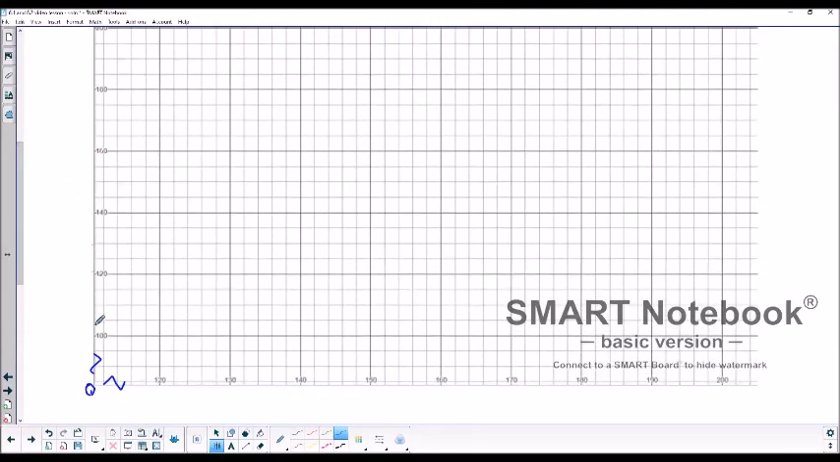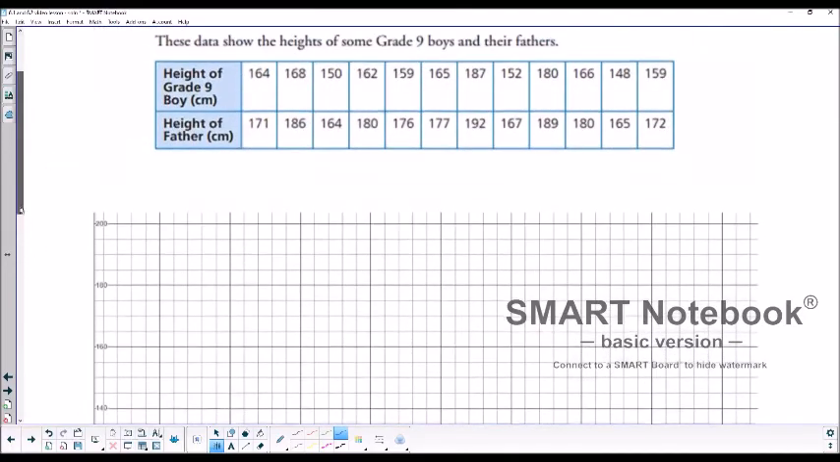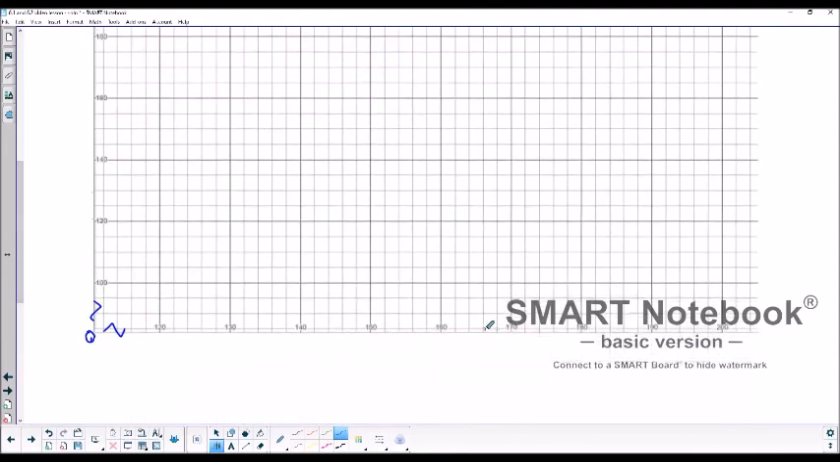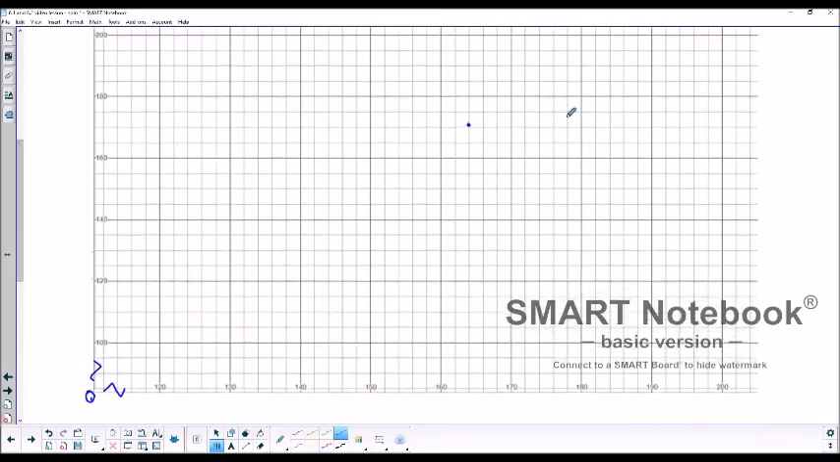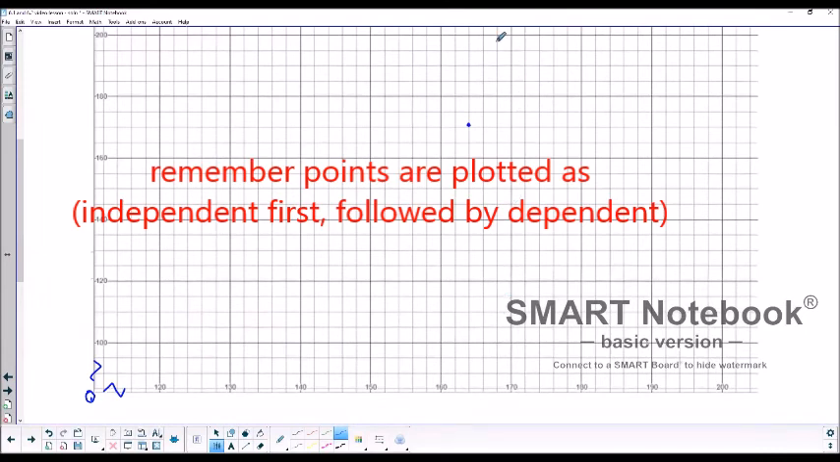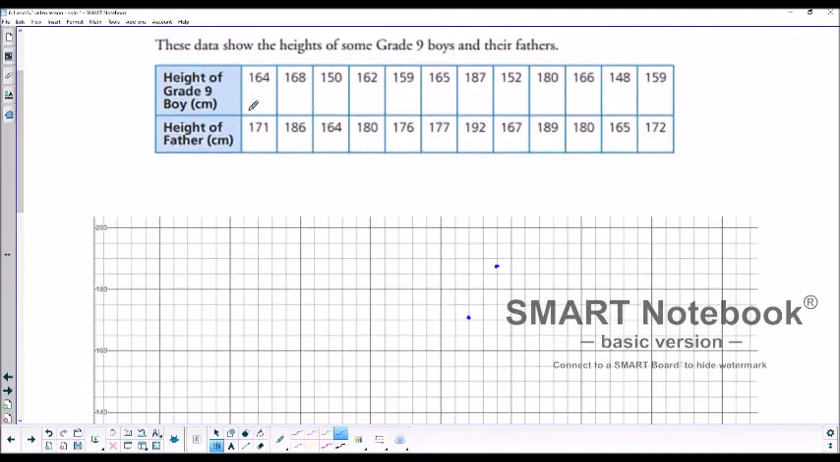Okay, once you've set up the scale, then you can start plotting your points. Okay, so we got 164 and 171, and so 164 is around here, and 171 I would say is around here-ish. Okay, so there's the first point. And then we've got 168 and 186. 168 is here. 186 is not above 190, so I would say it's around here maybe.